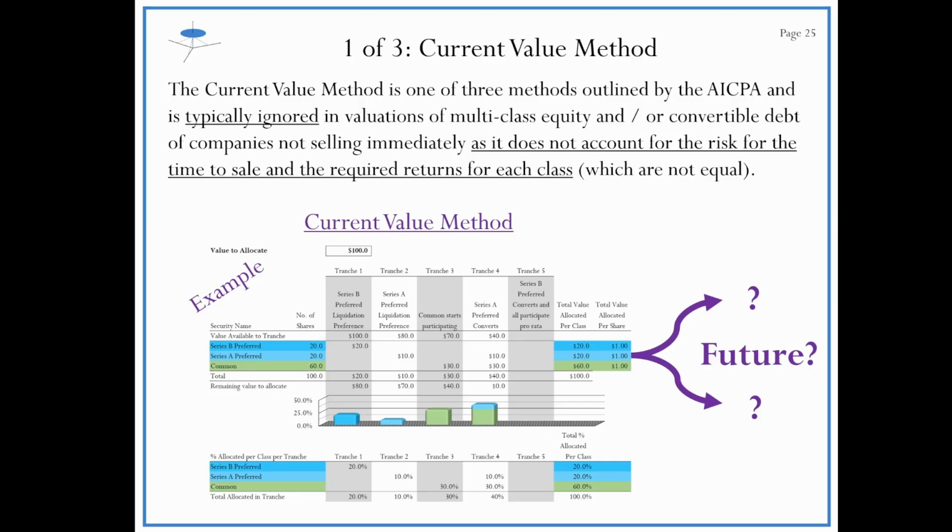The current value method ignores the future, including additional interest or dividends to be accumulated before a future sale by the preferred or convertible notes, and ignores the requirements of additional funding if needed. In doing such, the method does not account for the risk related to time and the rights and preferences of the other classes of stock outstanding or to be outstanding.